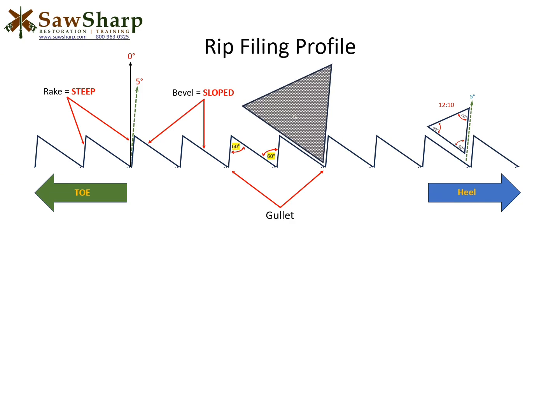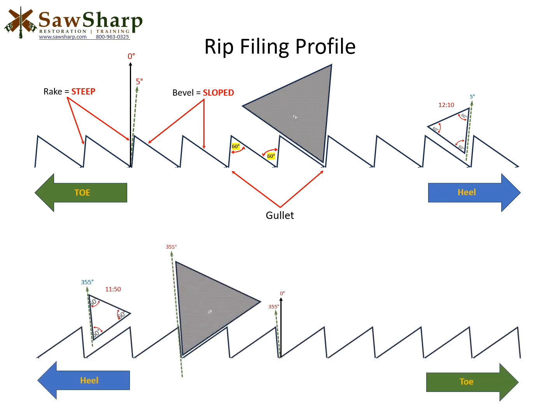Now I'm going to float in the cross-section of a file. Note that the right edge of this file is rotated at 5 degrees toward the heel end of the tooth line. It lines up with the sloped side of the tooth on the left and the steep side of the tooth on the right. Let's reverse things now to simulate flipping the plate around in our vise.